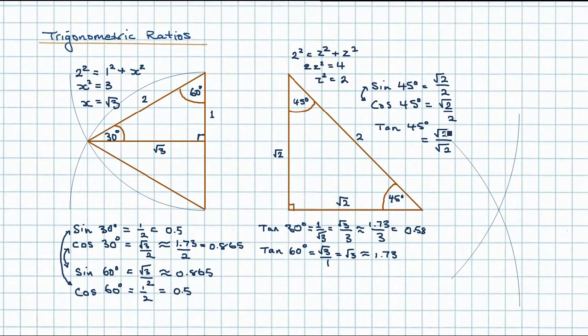So we've got something divided by itself. In other words, that must equal 1. So root 2 divided by root 2 simplifies just to 1. So the tan of 45 is 1. And again, something very easy to learn and remember.